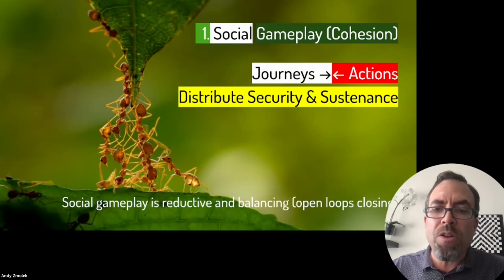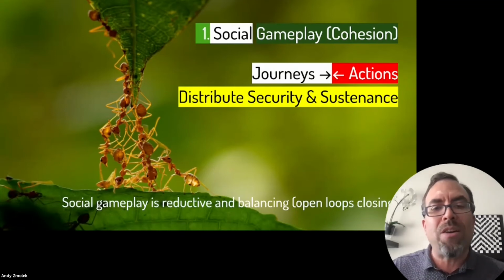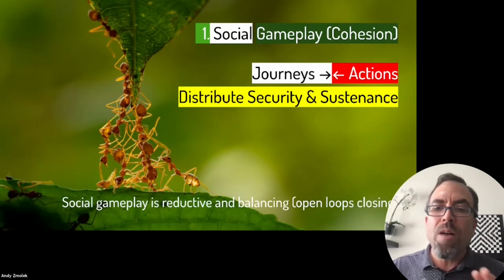And what gets distributed? Well, it's security. When we talk about psychological safety, that's essentially what we're talking about here. I'm going to condense that down to security. And then sustenance, in the sense that all of us have social needs, right? And how do we as social groups distribute that?